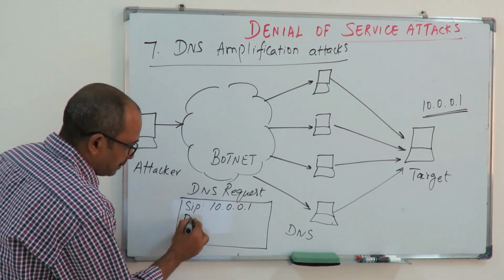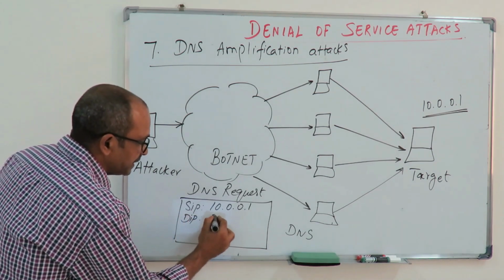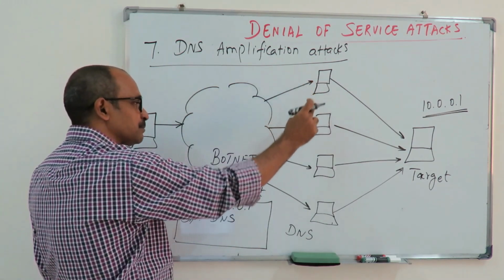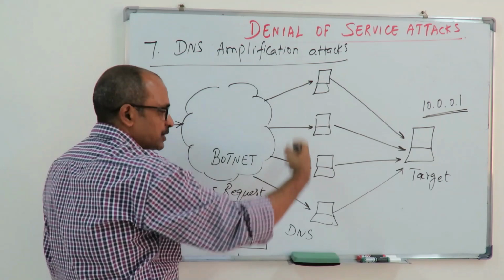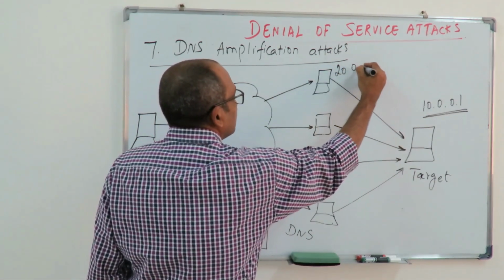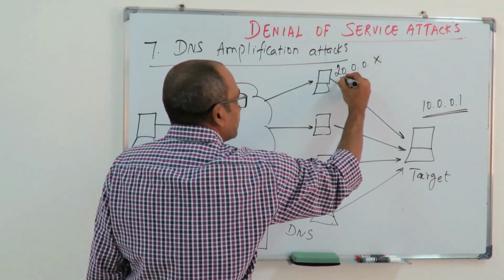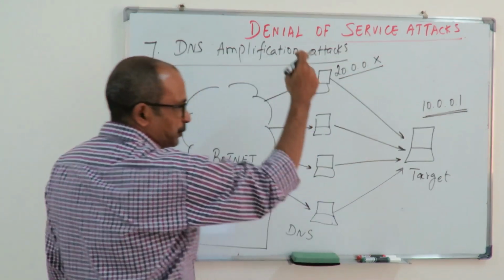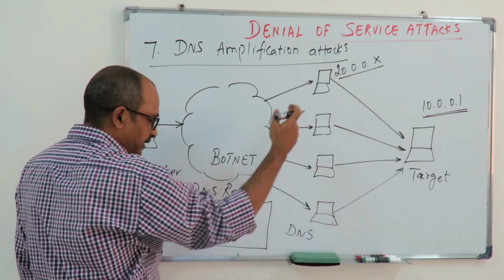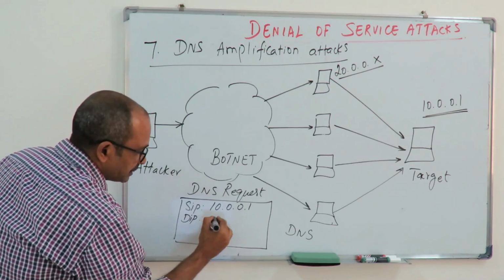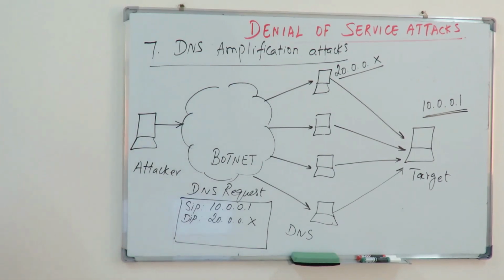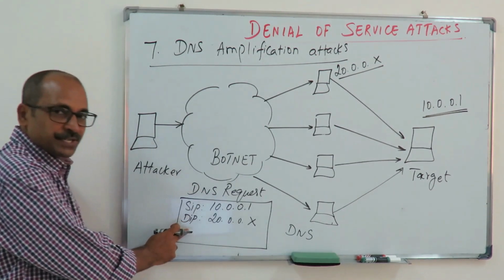Then the destination IP address. This is the IP address of the DNS machine. It may change, because some machines can use this DNS and others can use a different DNS. So if you want, I'll write it like this: 20.0.0.x, so 20.0.0.1, 20.0.0.2, 3, 4, like that. So the destination IP address is 20.0.0.x. Now, this is a DNS request packet.